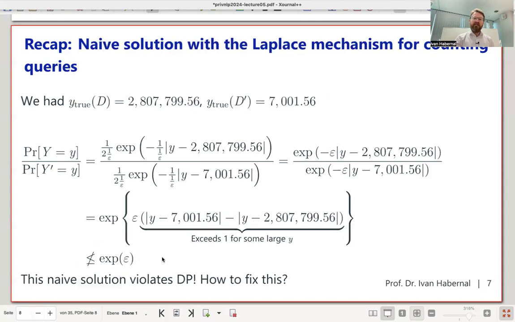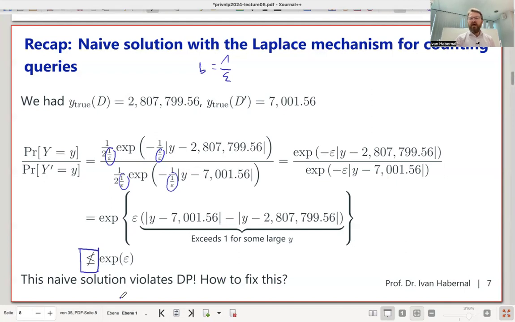What we tried, and failed, was: okay, let's use the Laplace mechanism with scale 1 over epsilon, which is basically here and here and here and here. And let's see how far we can get with this. And we see no, we cannot get basically anywhere. Well, somewhere, yes, but for some large y values, it will fail. So it doesn't hold this notion of differential privacy. So we basically break it here.